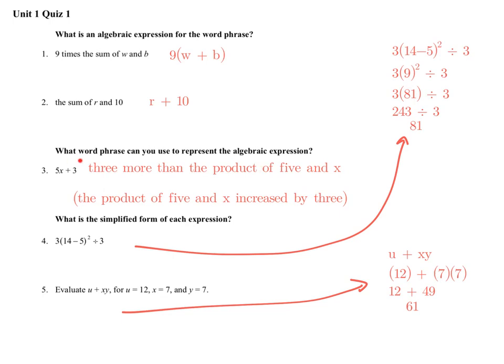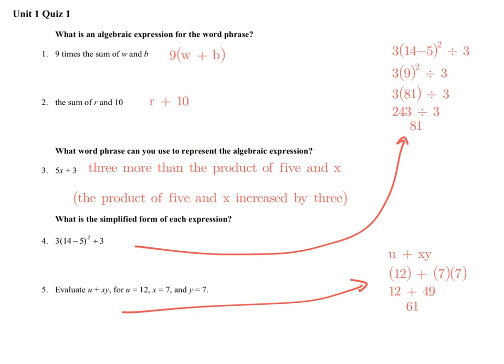Okay, what word phrase can you use to represent this? I think it's best to say 3 more than this product. It means you're starting with the product of 5 and x. Product is multiply, and when you have the number right next to the variable, they call that the coefficient, and it's multiplying, so it's product. And then you're going 3 more than that.